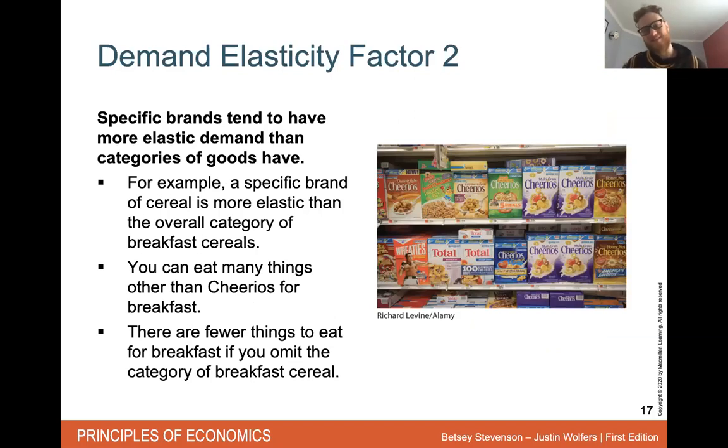Demand elasticity factor number 2. Specific brands tend to have more elastic demand than categories of goods have. For example, a specific brand of cereal is more elastic than the overall category of breakfast cereals. You can eat many things other than Cheerios for breakfast, and there are fewer things to eat for breakfast if you omit the category of breakfast cereal.